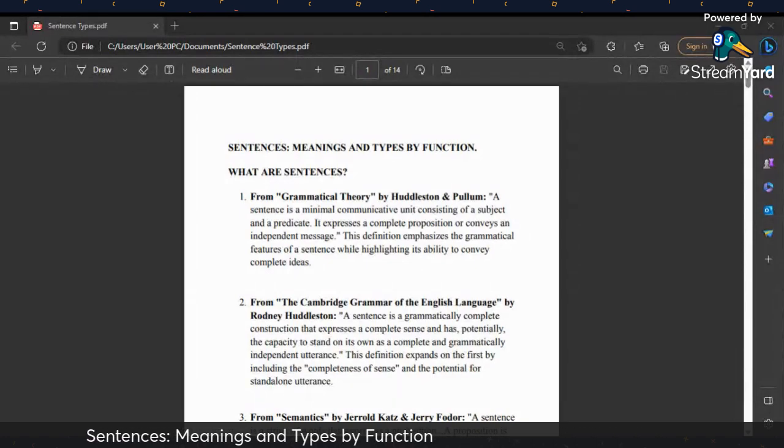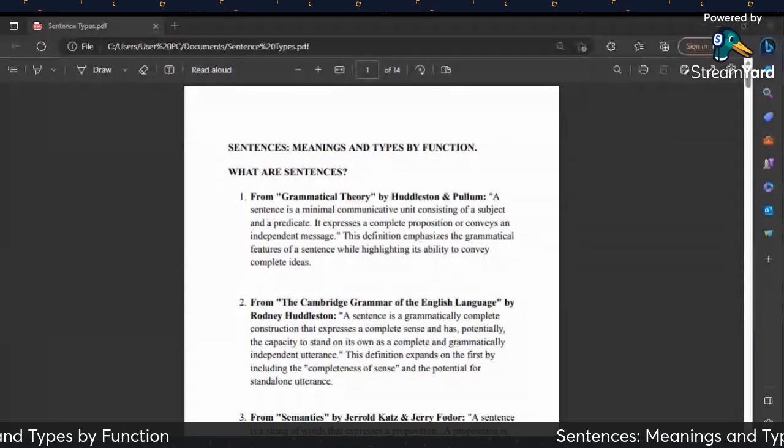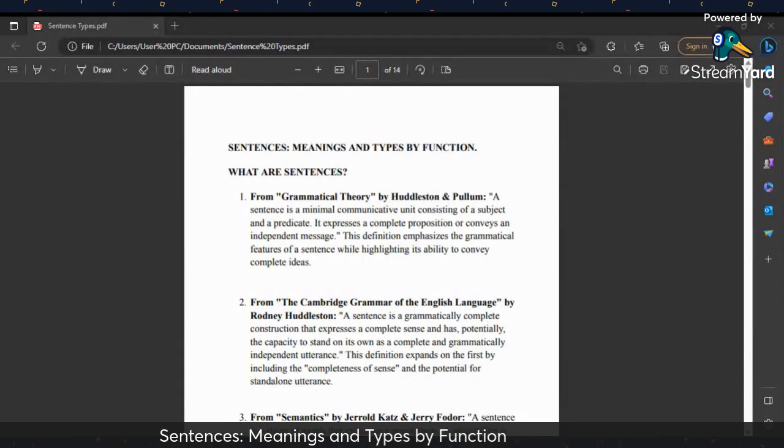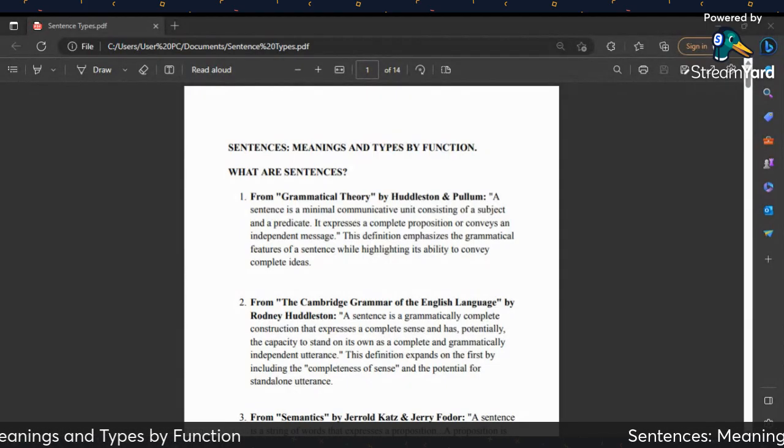Today, we are going to dive into the world of sentences and basically learn how sentences function, the different functions sentences can take up while communicating or in speech.